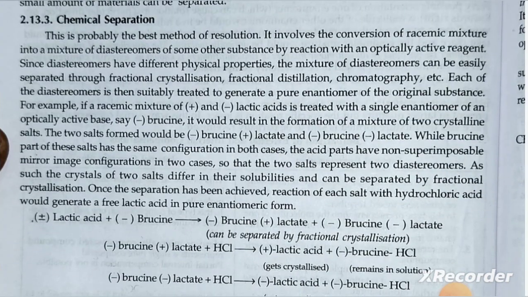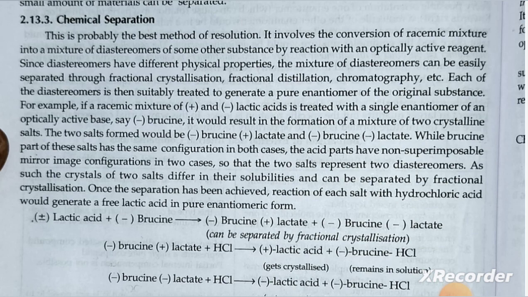Third is chemical separation. This is probably the best method of resolution. It involves the conversion of a racemic mixture into a mixture of diastereomers of some other substance by reaction with an optically active reagent. Since diastereomers have different physical properties, the mixture of diastereomers can be easily separated through fractional crystallization, fractional distillation, chromatography, etc. Each of the diastereomers is then suitably treated to generate a pure enantiomer of the original substance.